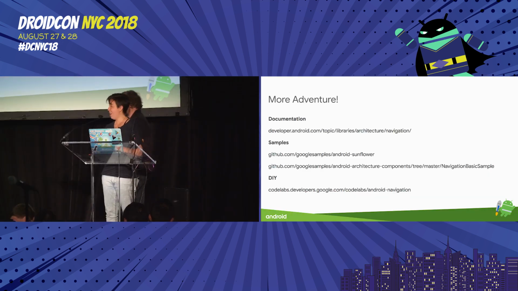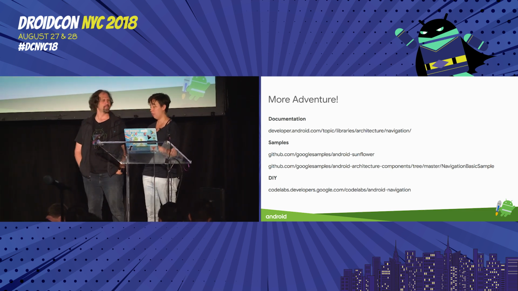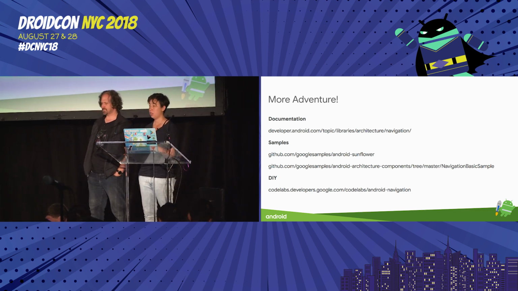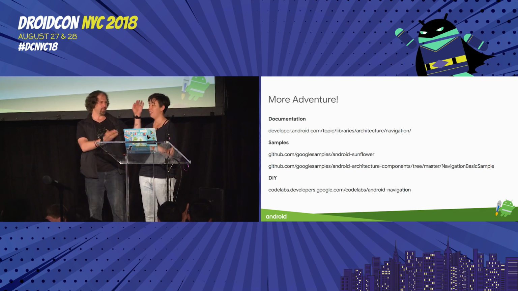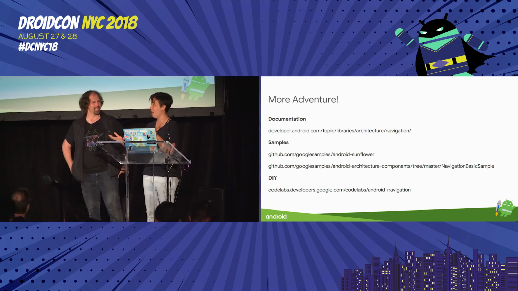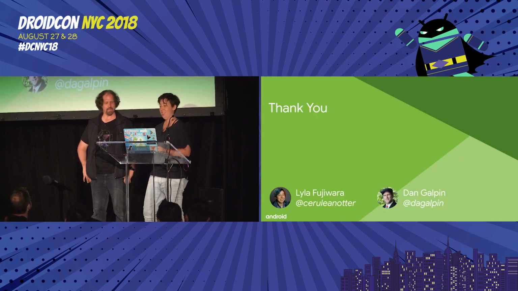Okay, so that was a lot of adventure. There's even more adventure to be had online. We have documentation for this. We have samples for this, including the Sunflower example, which is a comprehensive Jetpack example. And we have, again, shameless self-plug, a code lab, which if you haven't used navigation before, you should totally check out. All right, and thank you.